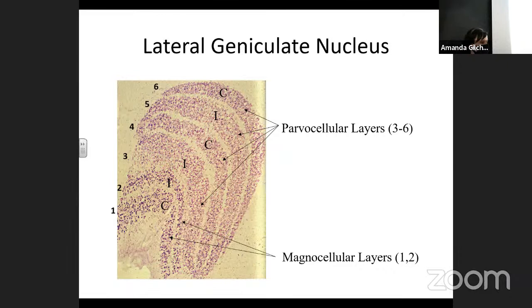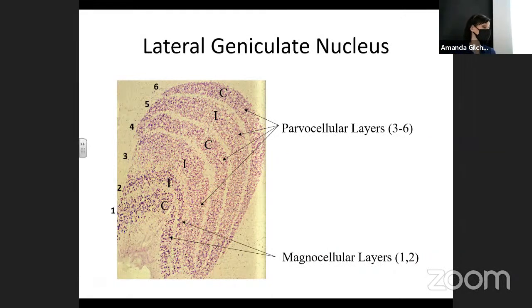Is it always in that order? Yes. On both sides? Yes. If this is the right lateral geniculate nucleus, the contralateral layers are going to come from the left eye. And this entirely is going to be the left visual field. So the contralateral eye would be the left eye, the ipsilateral eye would be the right eye, and because this is the right lateral geniculate nucleus, it is responsible for our left visual field.